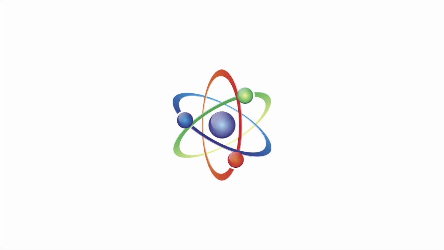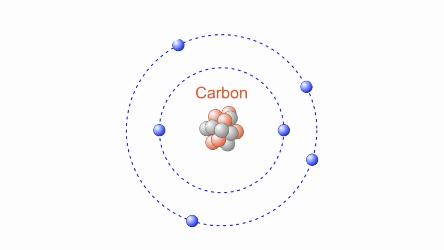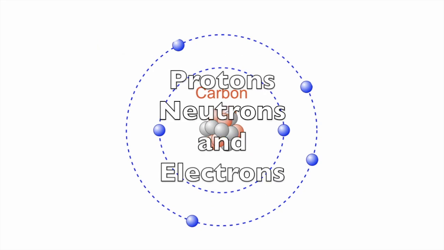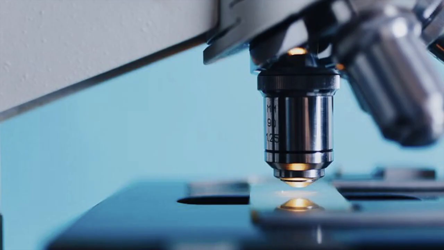infinitesimally small particle that makes up everything. The atom is made of even smaller particles called protons, neutrons, and electrons, all of which are so tiny we cannot even see them with the most powerful microscope.